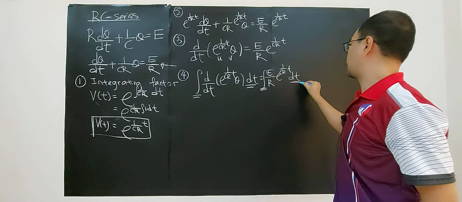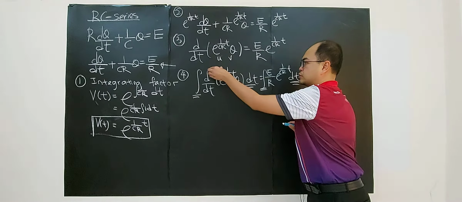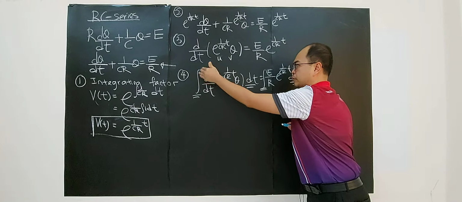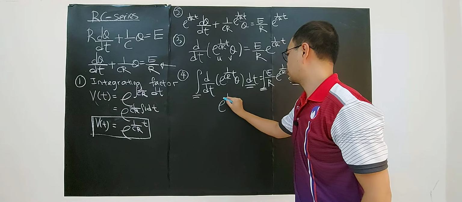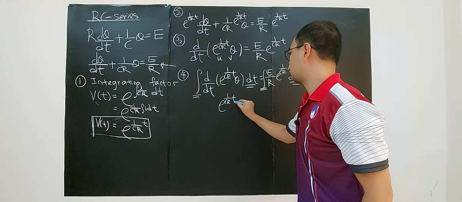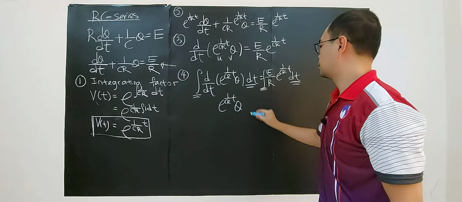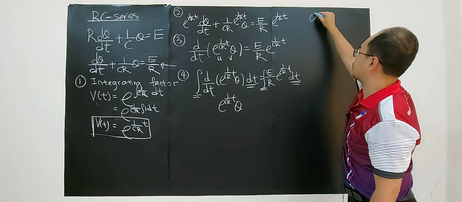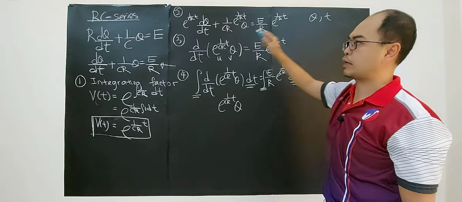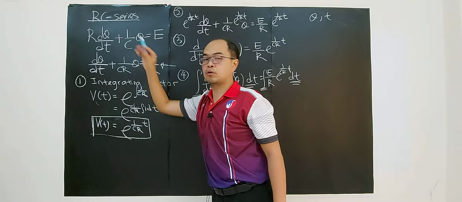Alright, I'm integrating both sides. When you differentiate and integrate at the same time, you get back the integrand, right? 1 over CR times Q. This Q is changing. Q is not constant. Time is not constant. Why? Time changes, charge also changes.